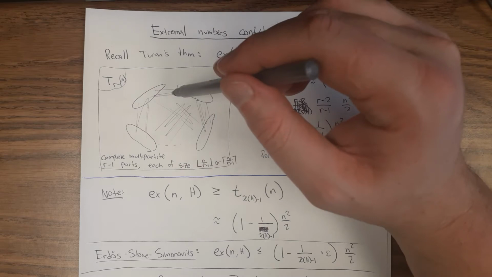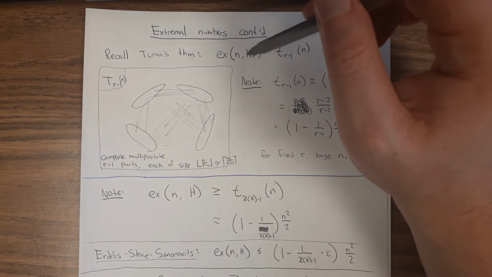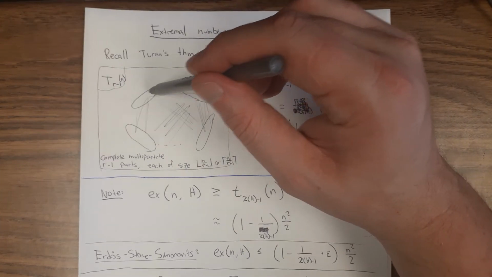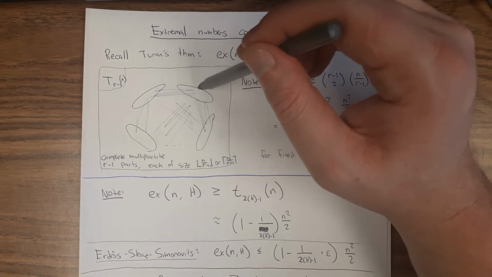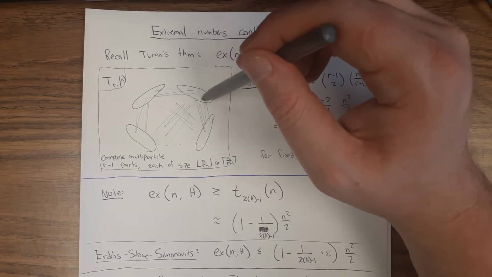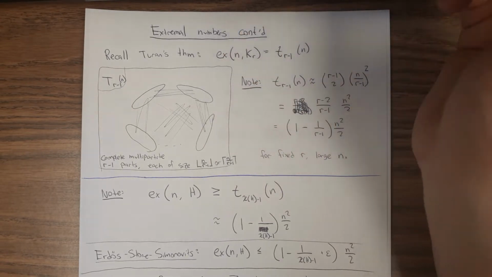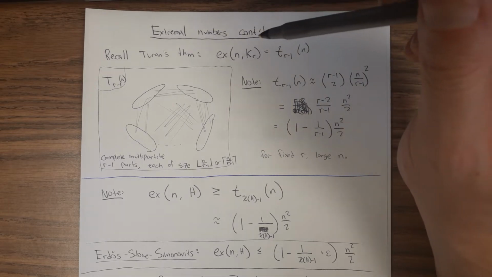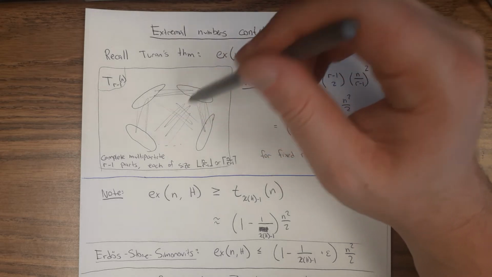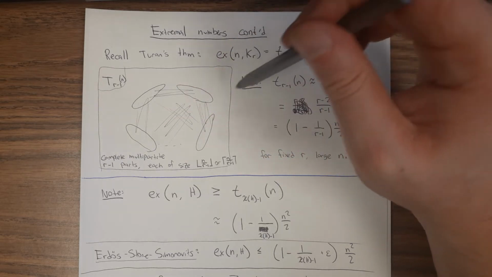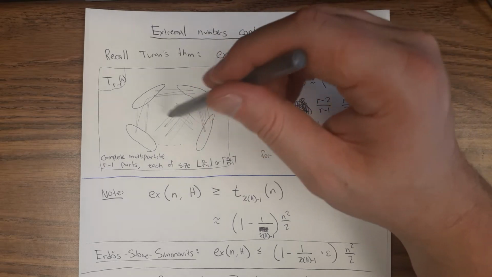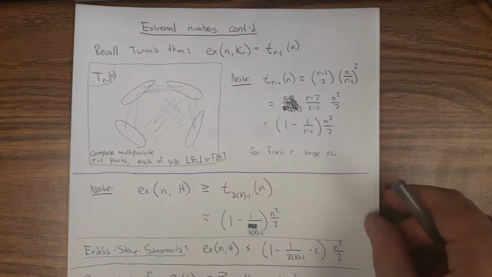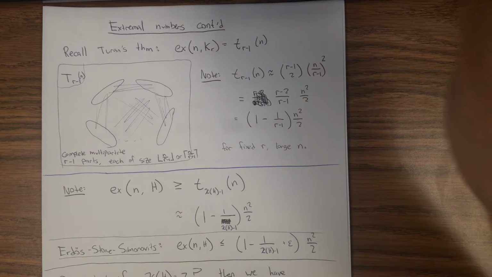This graph does not contain any K_r by the pigeonhole principle. If you had r vertices, two of them would have to be in the same part, and then those two would not be adjacent, so it can't contain the subgraph K_r. And last time we showed that this was the maximum possible. In other words, there's no graph with more edges than this that doesn't contain K_r.